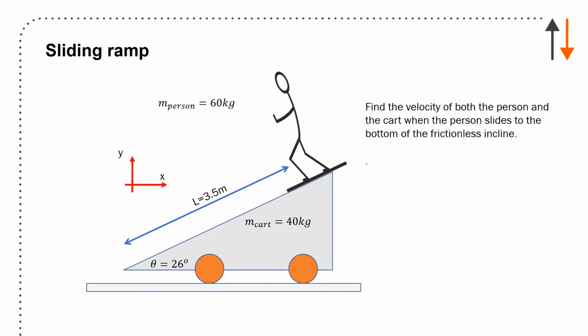I was very good on this problem, and I put in my XY coordinate system. You're asked to find the velocity of both the person and the cart when the person slides down to the bottom of the frictionless incline. Now, if I look at these two green arrows, that's what I expect to happen. I expect that the person will slide down, and as that person is sliding down, the cart is going to go off to the right. So it's a positive direction for the person, positive direction for the cart. It's a negative X and Y for the person.